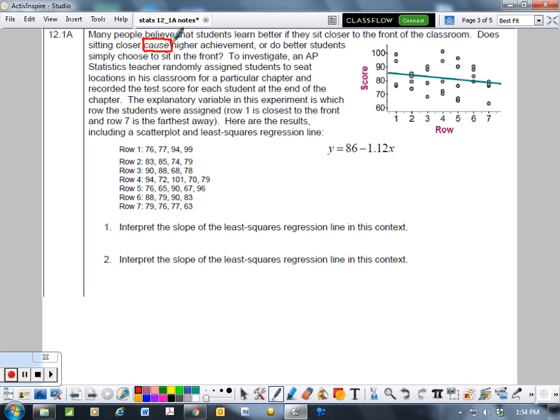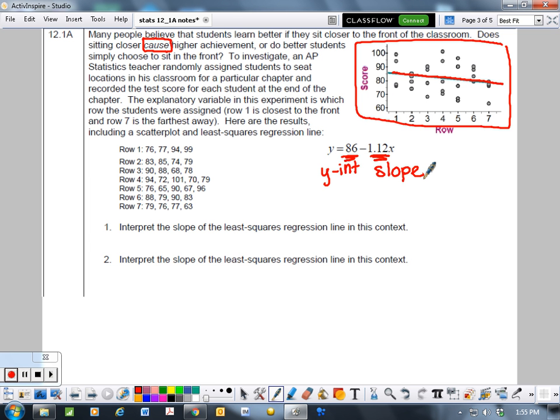The explanatory variable in this experiment is which row the students were assigned. So row 1 would be the closest to the front and row 7 is the farthest away. Here are the results, including the scatter plot and the least squares regression line. So up here we have our scatter plot. We've got our regression line. Looks like there's a lot of scatter to that. And then here's our equation for the regression line. So here is our y-intercept. And here is our slope.